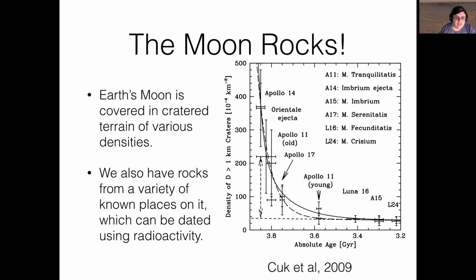So here's kind of a neat timeline. The bottom, this is from a textbook, has the absolute age in giga years, billions of years. And then the vertical axis has the number of craters that are larger than 1 kilometer per kilometer squared. And it's multiplied by 10 to the negative 4 because large craters are rare.